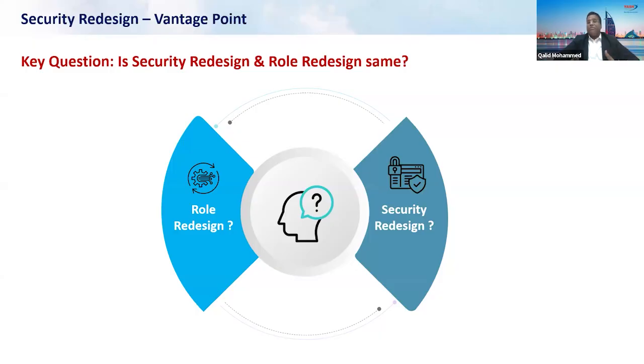Role redesign is a subset of security redesign. Security design is a comprehensive term which will not only involve the role redesign, but also addresses the configuration part, the compliance part, the security framework part, security strategy, and a lot of other stuff. So it comes up to that.